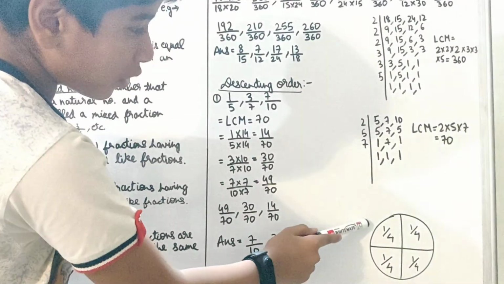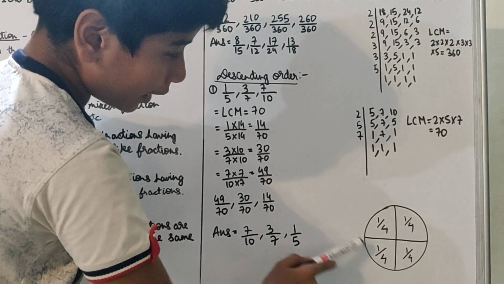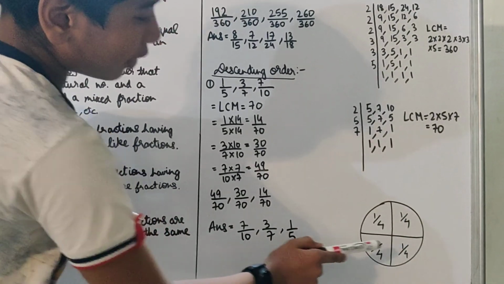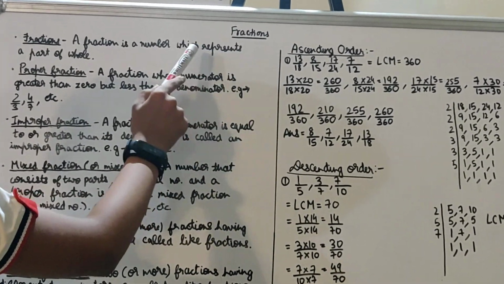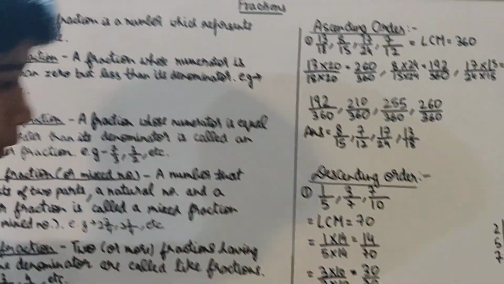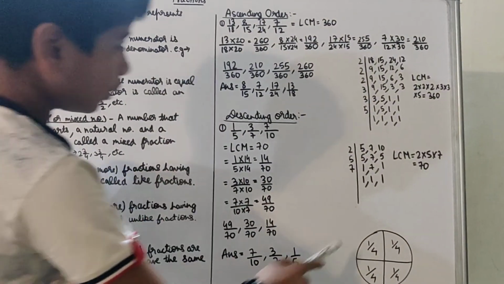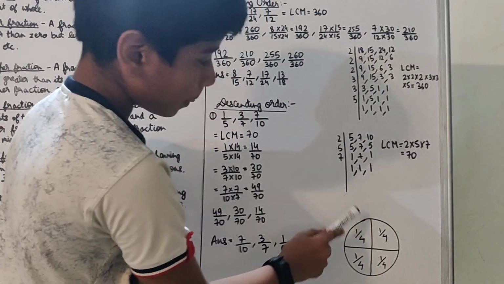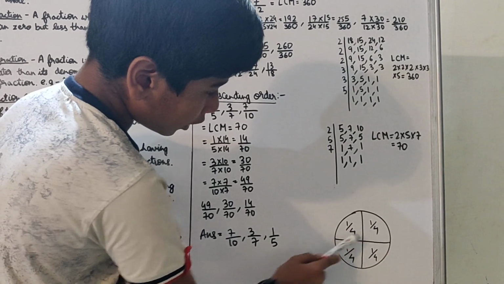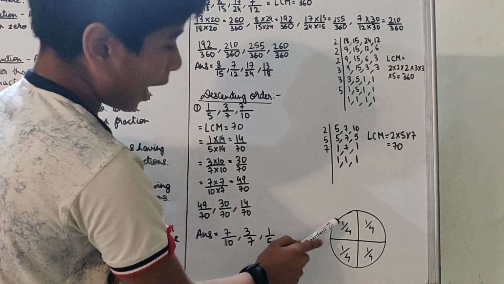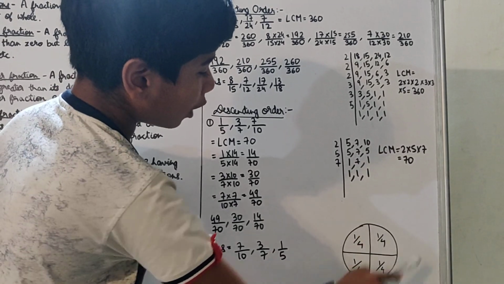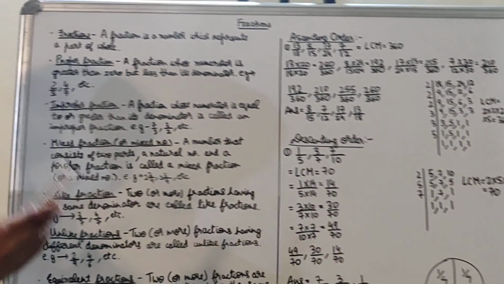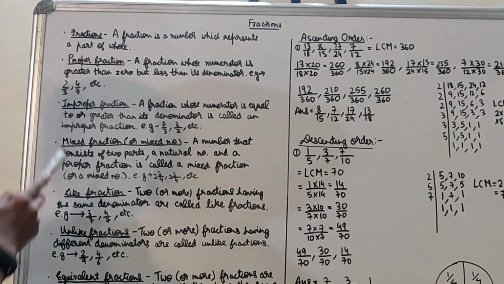Example, this whole we have divided into 4 equal pieces, and as it is given, a fraction is a number which represents a part of whole. So over here the whole is this circle, the part is this piece, and the fraction is 1/4 which represents this part of the whole. So 1/4 is the fraction over here.